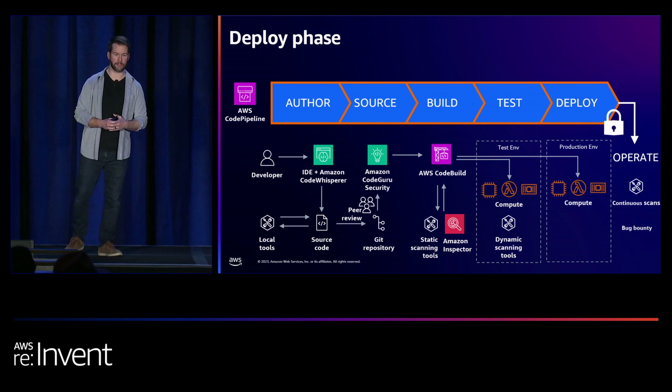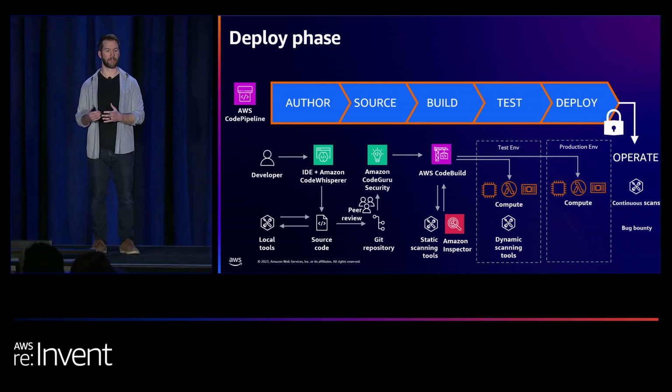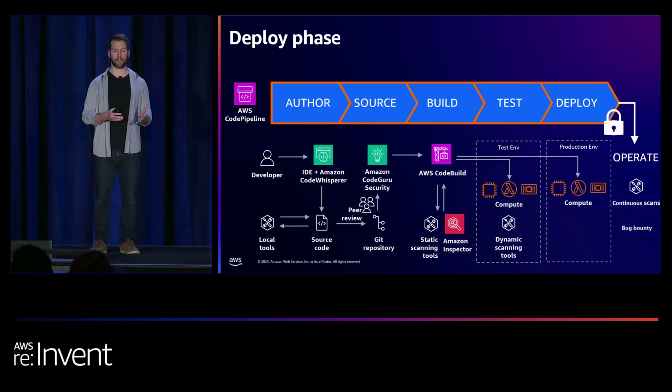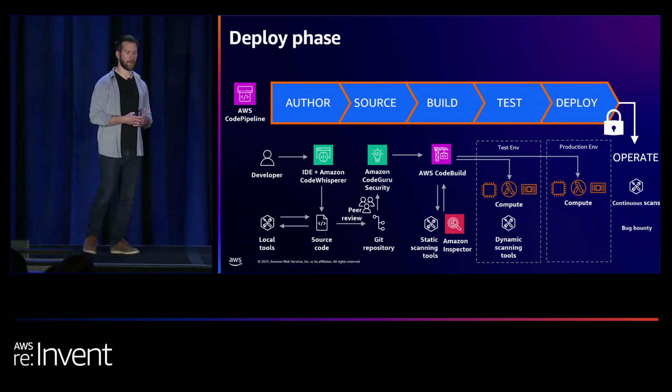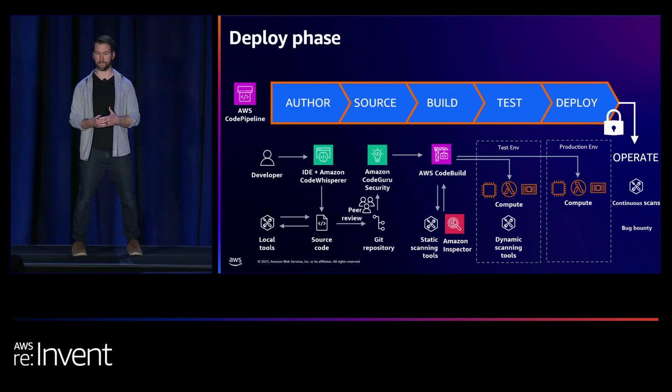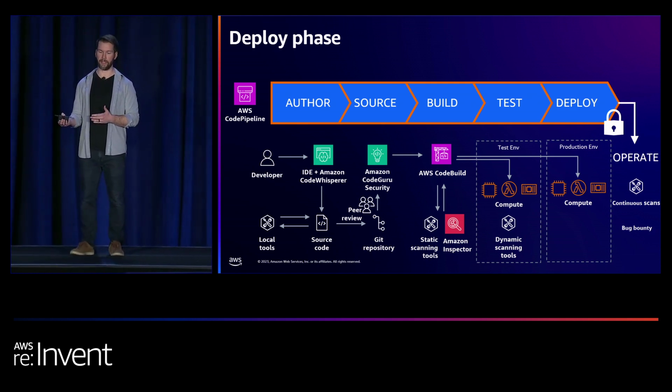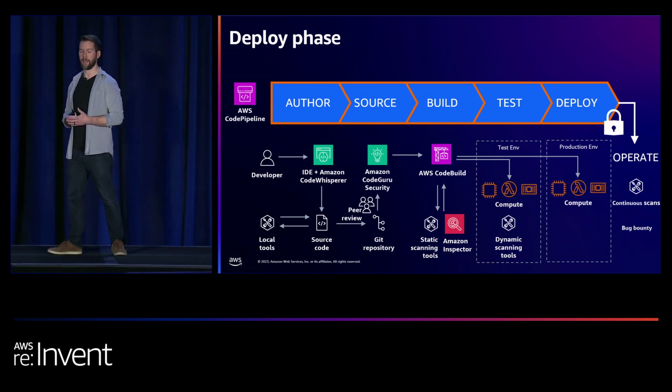Finally, in the deploy phase, you can deploy to production environments. And we recommend deploying small at first and then rolling that out more broadly. You can continuously monitor using some of the tools that we mentioned, like Inspector. And if something that needs to be fixed is detected, then you can use the same pipeline to push out a change in order to mitigate that risk.